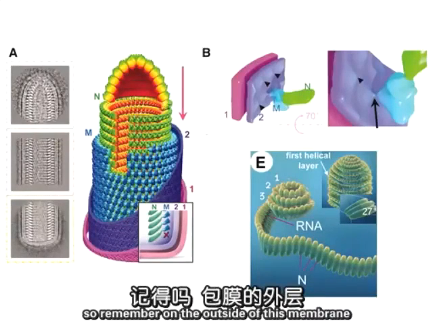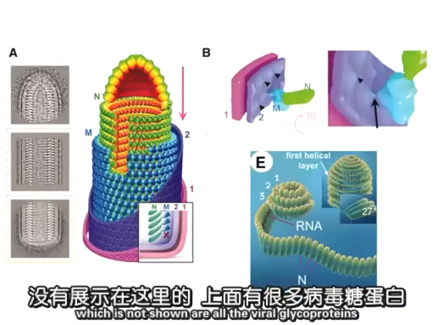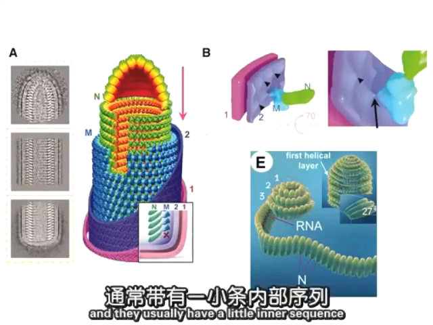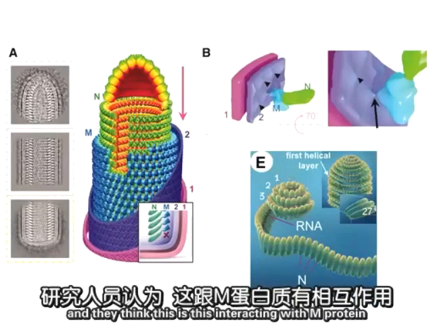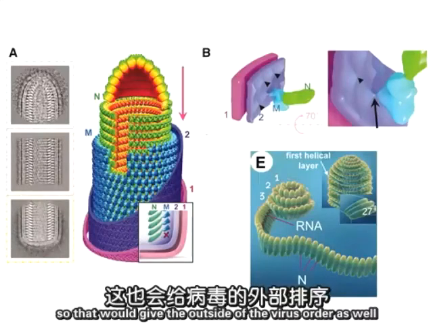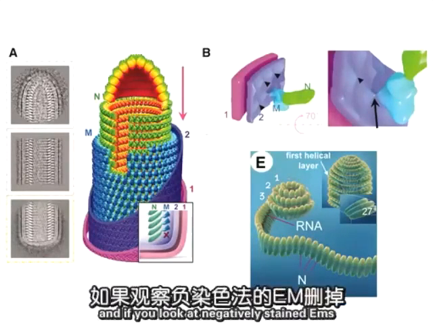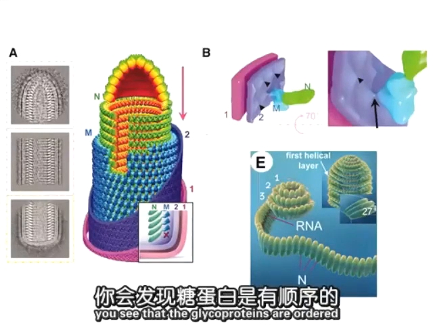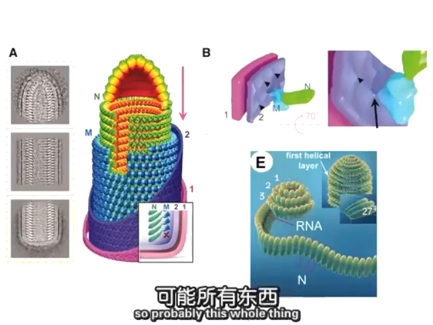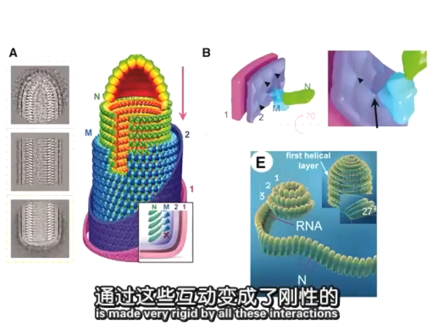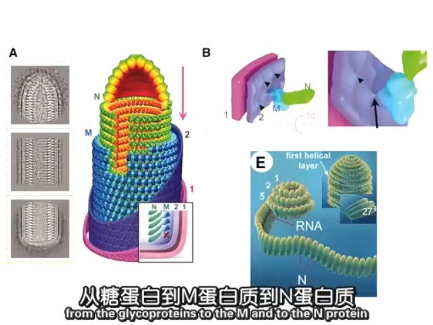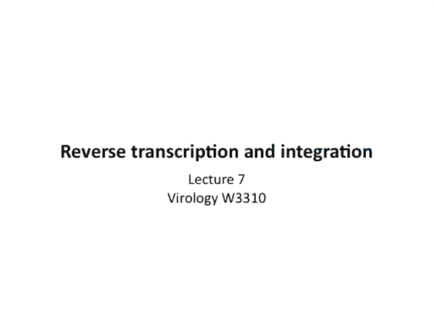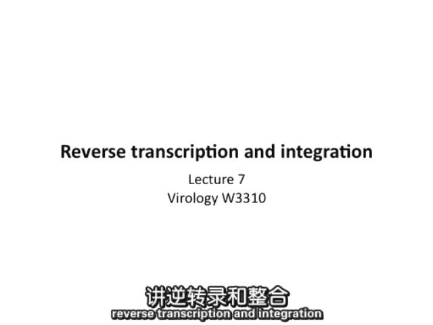So remember, on the outside of this membrane, which is not shown, are all the viral glycoproteins. And they pass through the membrane, and they usually have a little inner sequence, and they think this is interacting with M protein. So that would give the outside of the virus order as well. And if you look at negatively stained EMs, you see that the glycoproteins are ordered. And this is probably why that's so. So probably this whole thing is made very rigid by all these interactions from the glycoproteins to the M and to the N protein.